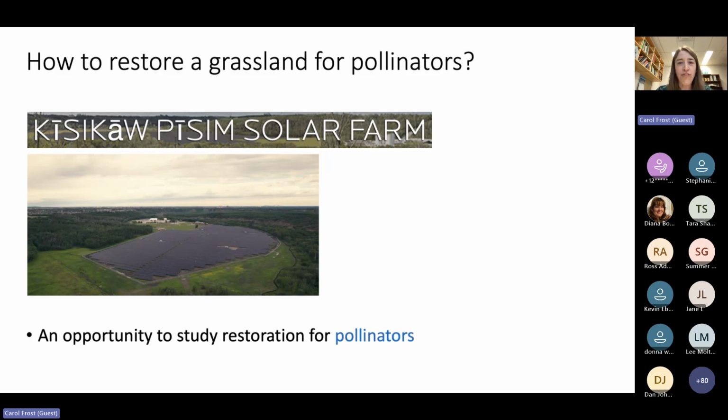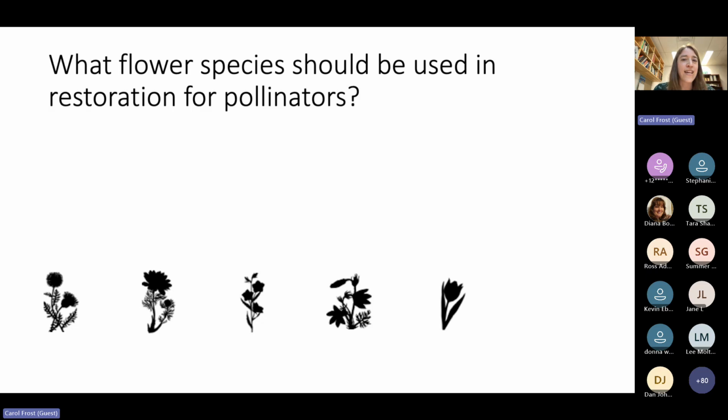Now, when you construct a solar farm, like other industrial projects in grasslands, it involves a total clearing of vegetation. So some level of restoration is needed if you would like to have vegetation and biodiversity back on the land once you've completed the industrial construction. So EPCOR viewed the construction of this as an opportunity to study restoration for pollinators, and they made that one of their objectives. So the first question is, well, if we want to support pollinators, of course we need to provide flowers, because that is what provides food for pollinators. So the big question is, what flower species should be used in restoration for pollinators?